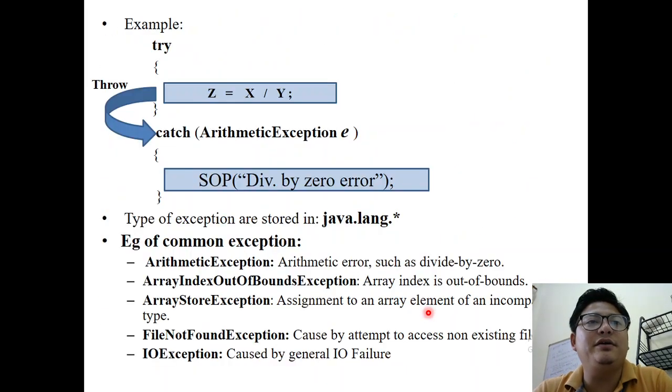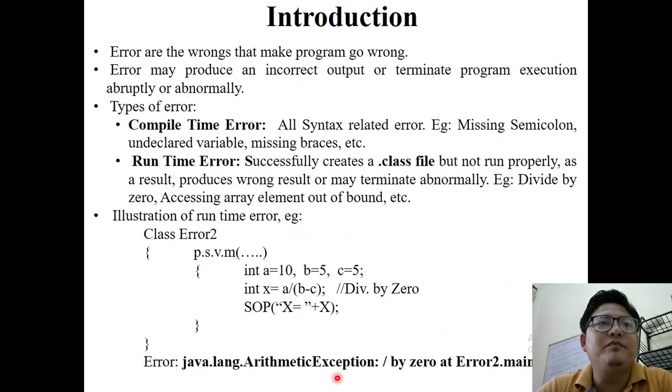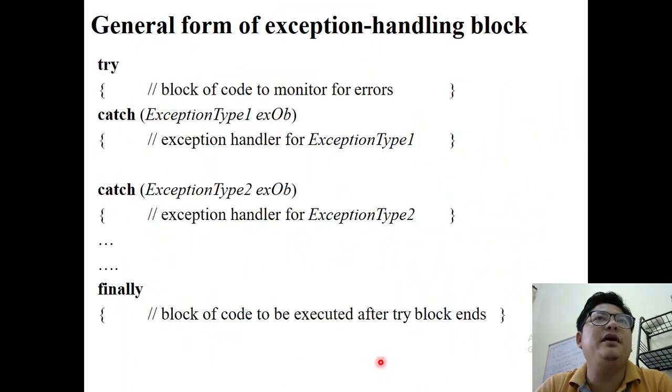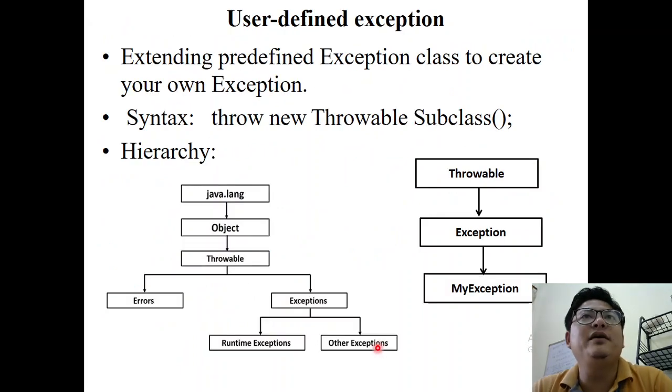Let us consider a scenario. Suppose you have written this program and you try to execute it after compilation. When you execute this program, it will generate this kind of error: java.lang.ArithmeticException: divide by 0 at Error2.main. So here the message is generated automatically. Now if you want to customize this message in your own language, that is possible when you write user defined exceptions.